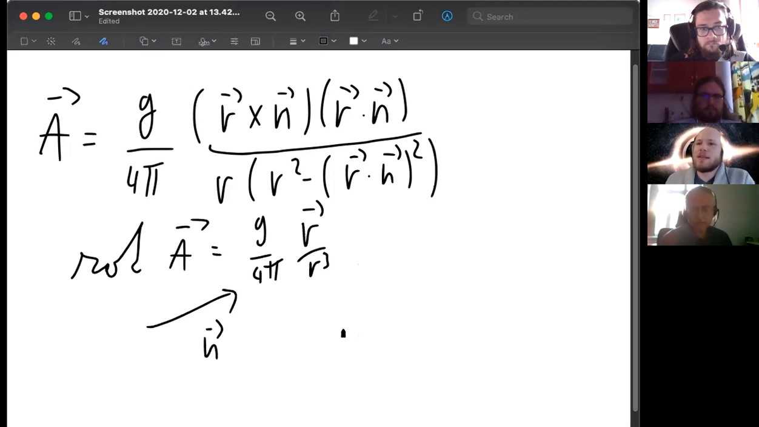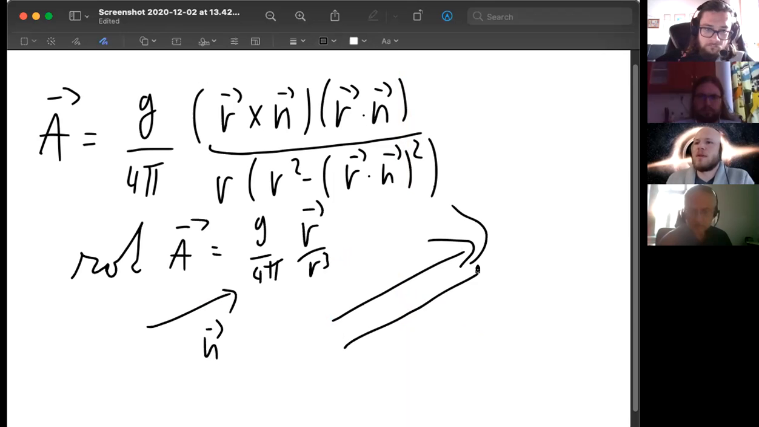And basically, this is describing a field around a very thin semi-infinite solenoid. So the field is just escaping the solenoid, and from far away, it indeed does look like a monopole.